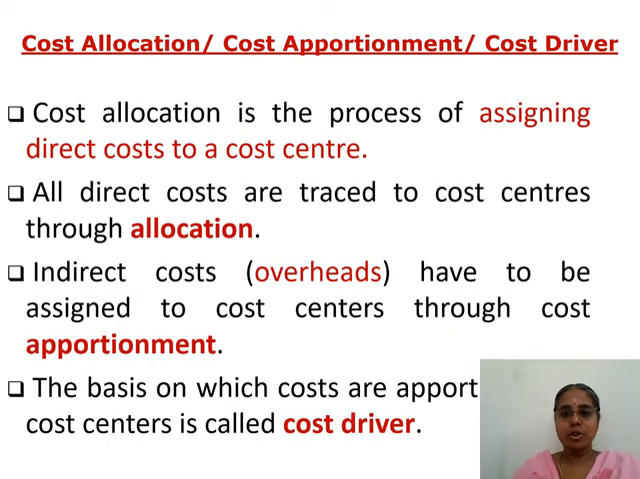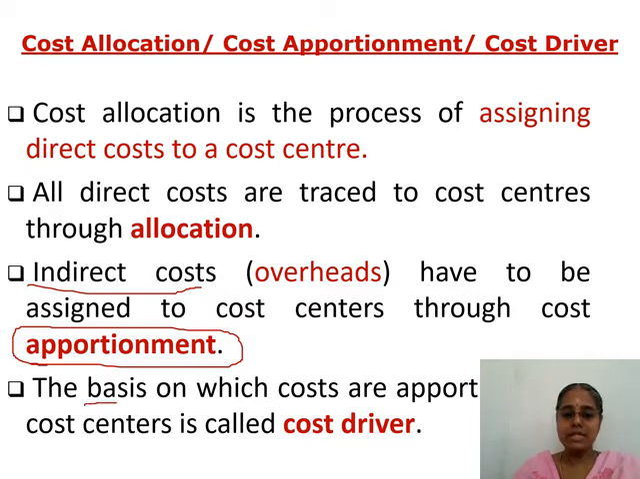So allocation is the process of assigning direct costs to the cost center. Very simple. All direct costs are traced to the cost center through allocation. When it is traceable, only then you call it a direct cost, and you do not have any problem in allocating the cost. When it is an indirect cost, you have the problem. You cannot directly assign it to a cost center. You have to apportion, and only then can you assign that cost to the cost center.